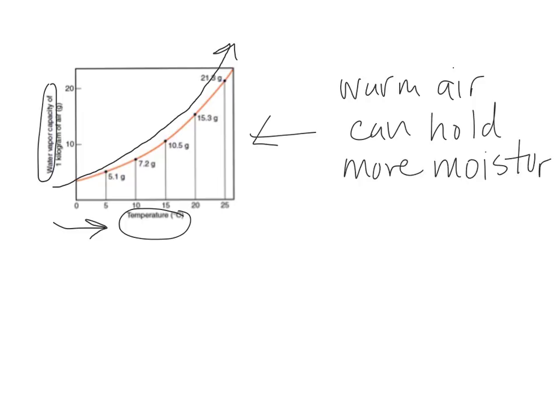Part of the reason for that is that in warm air, you have those air molecules spreading out a lot more. So instead of them being really close together and then trying to fit some water molecules in there, you have air molecules that are more spread apart, which can allow more moisture to be held in that same amount of air, just based on temperature change.